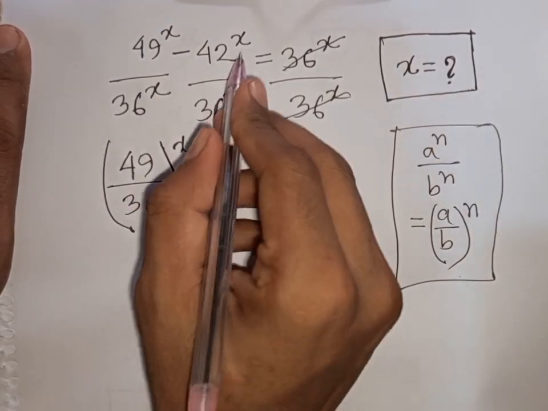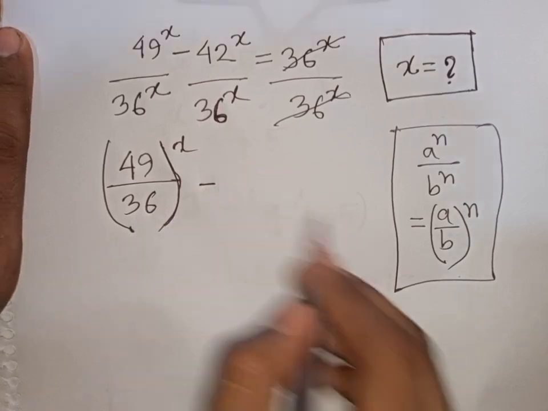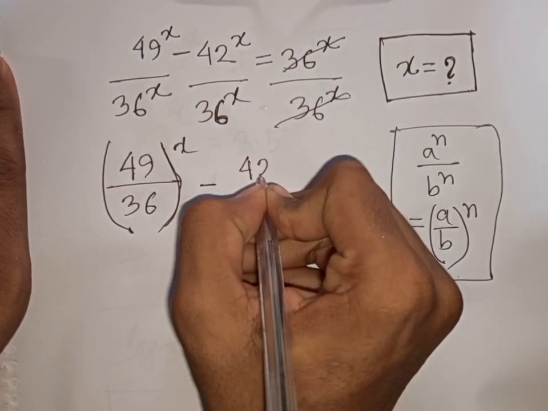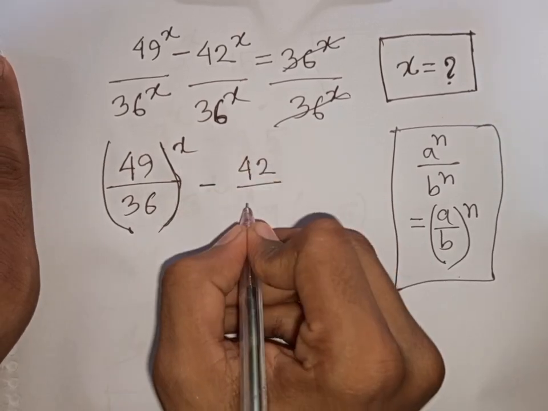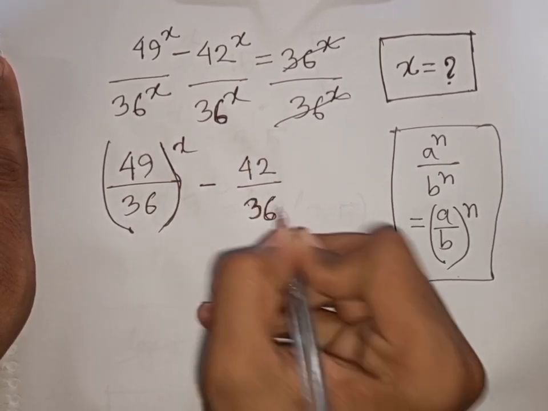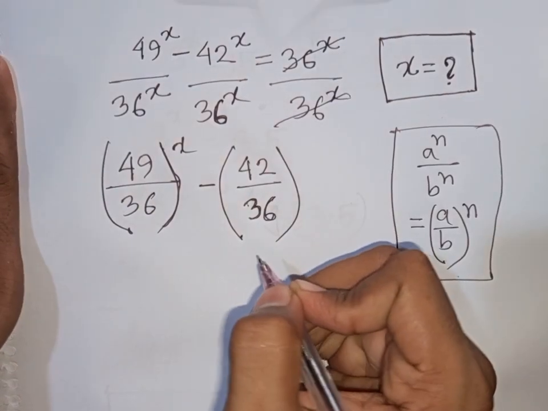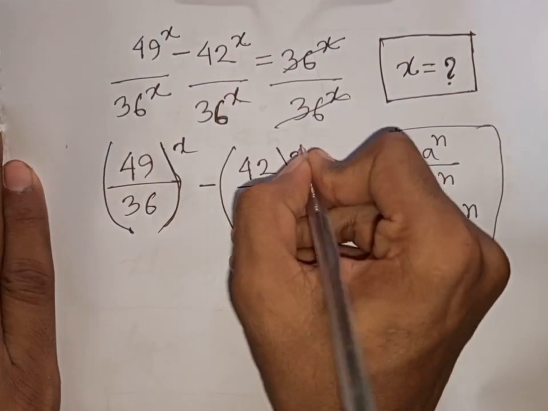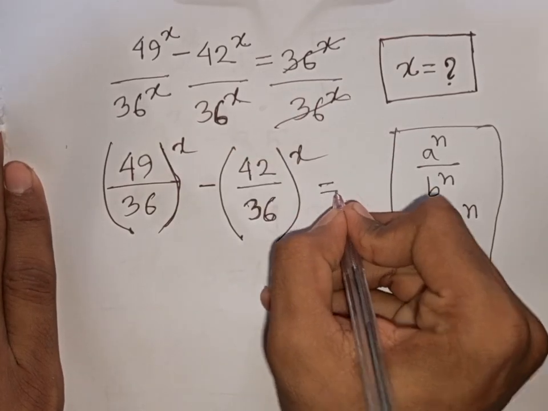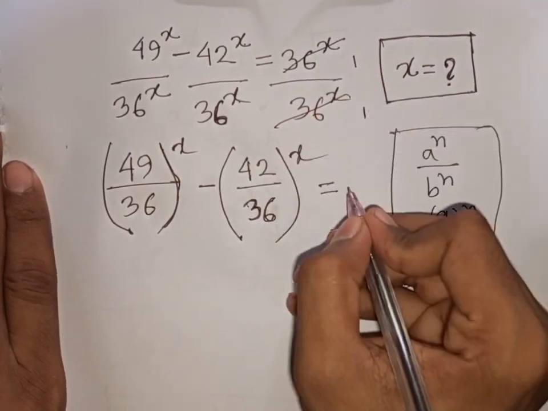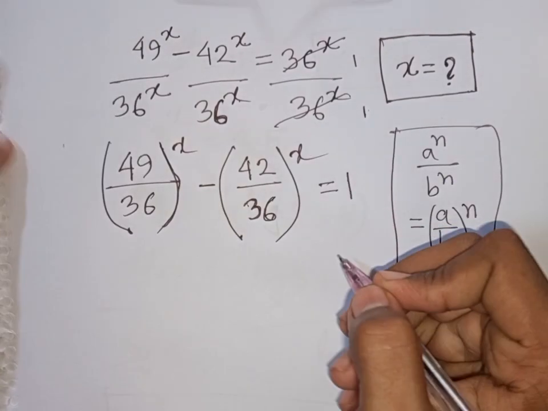minus, again x has the same power but different bases. So according to this formula we can write here 42 over 36, then bracket common power x is equal to 1. Here 36 divided by 36, that means it will be 1.